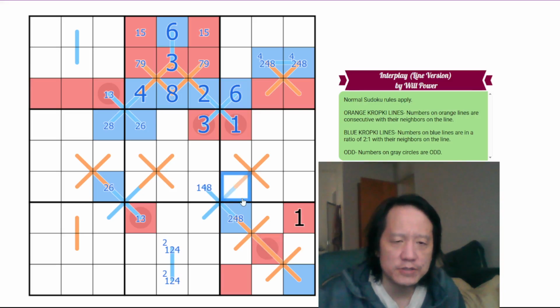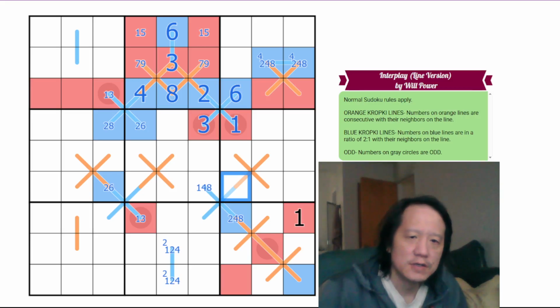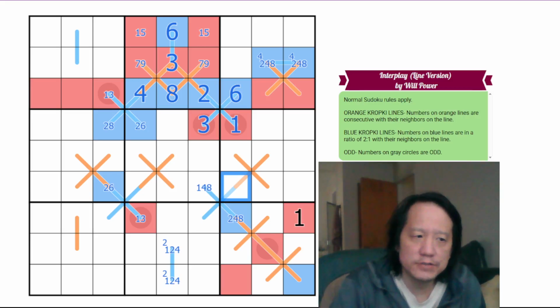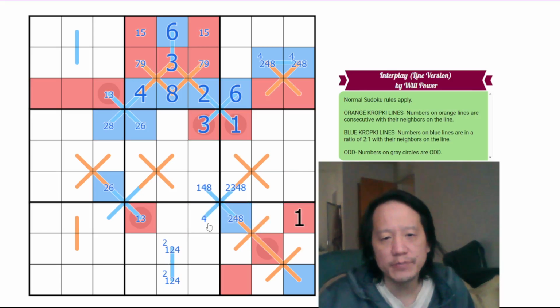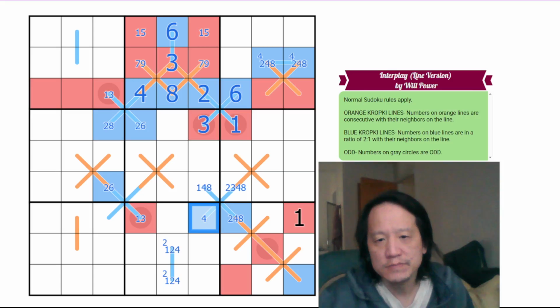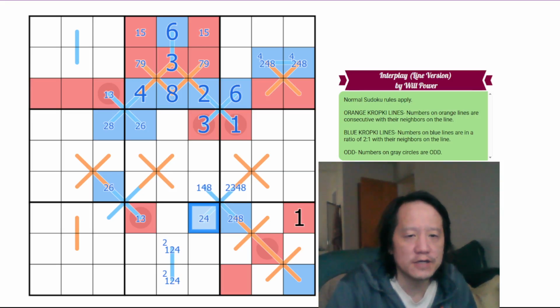This is in a 1-to-2 ratio. And it cannot be 1, so it could be 2, 3, 4, or 8. No 1 or 6. 2 would be in a 1-to-2 ratio with 1 or 4. Cannot be 1 here because of 1 in the row. Oh, this digit cannot be 1 or 3 because of the 1 in the row and the 3 in the column, so this has to be even. So this is 2, 4, 6, 7, 8.